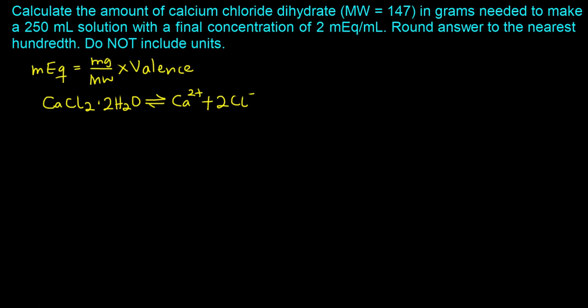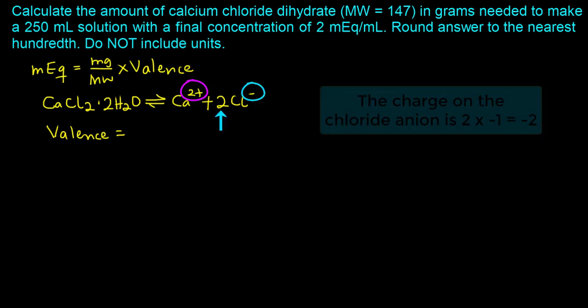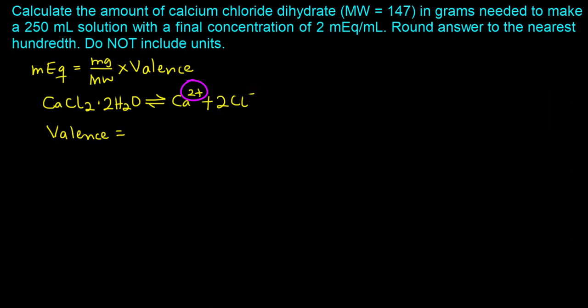So regarding the valence of the compound, it is determined by taking the absolute value of the charge on either the cation or the anion. So if we decided to use the calcium cation, then it will be the absolute value of +2, which actually is 2. So the valence of the compound is 2. So the next thing we need to do is determine the total milliequivalents present in the solution.